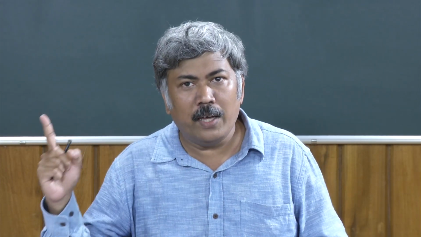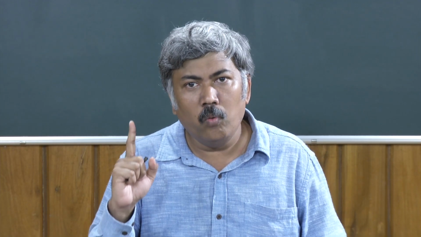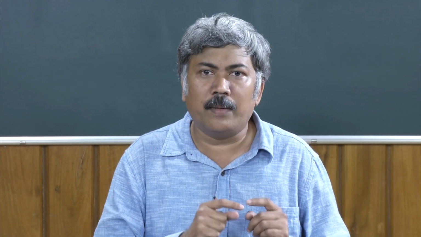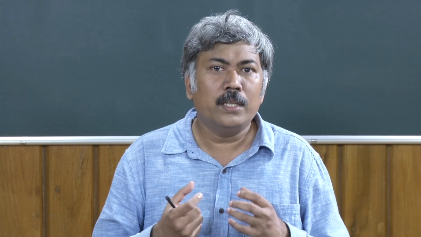When I have a higher value of S, for example 10, the way I have shown here, I again have one point of intersection. That means I have one steady state. When I have S in between, for example S equal to 5, I have 3 points of intersection. That means I have 3 steady states. Now we will look into the issue of stability of these steady states.